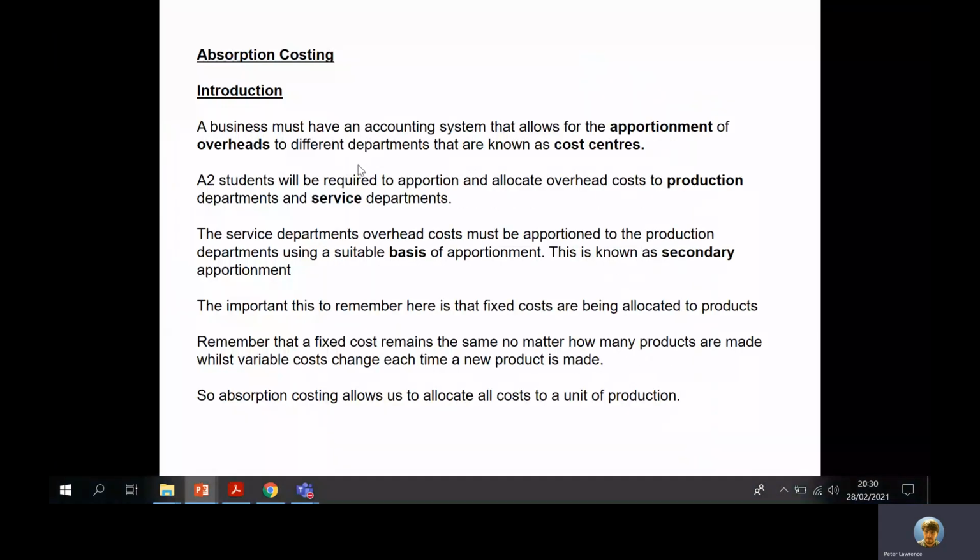Okay, so today we're going to look at absorption costing, which is one of the costing methods used to calculate the cost of an individual unit of production. Absorption costing is all to do with apportioning overheads. By apportioning overheads, we mean splitting overheads between different departments.